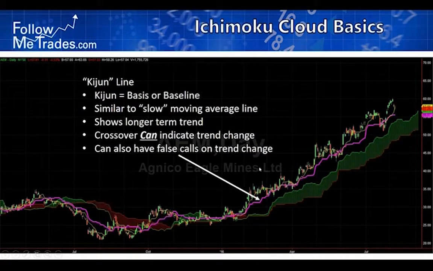Kijun is the slow line. It's calculated the same way, just looking back more periods, more bars, from the average of the highest high and lowest low of the last X bars. Again, fast crossing over slow can indicate a trend change. But just like with moving averages, there can be false calls on trend change.